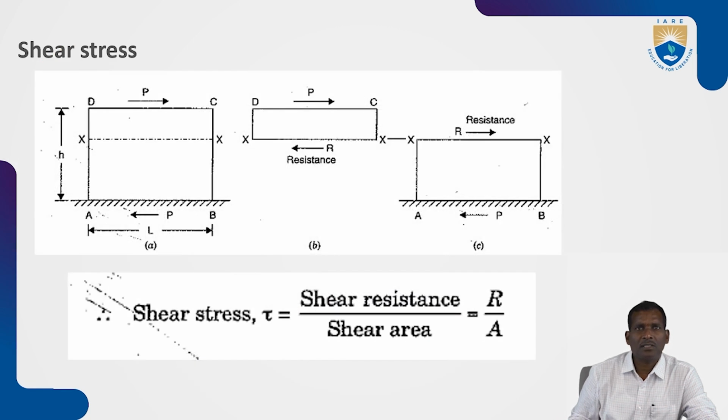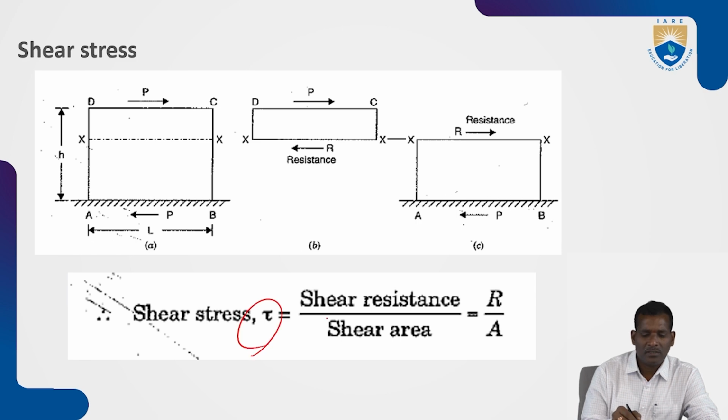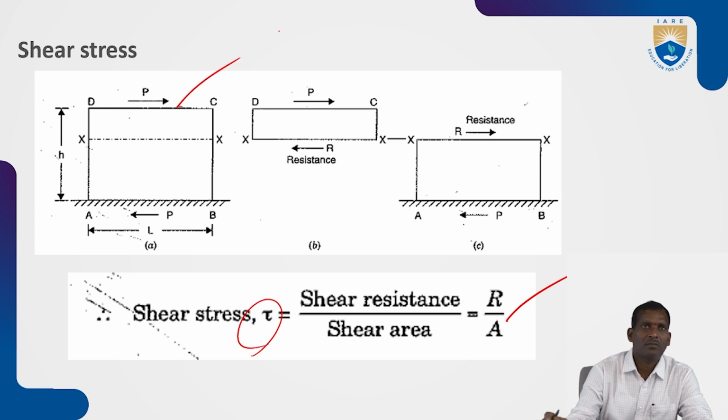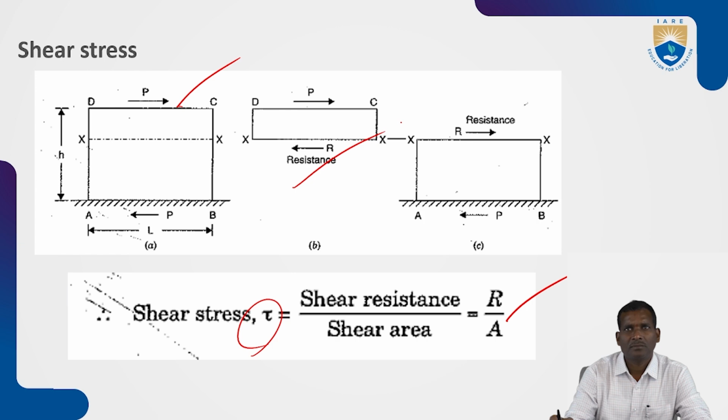So now, how do you calculate the shear stress? It is represented with tau, shear resistance by shear area, so that is R upon area. Shear stress, shear load, and resistance force after shear off.